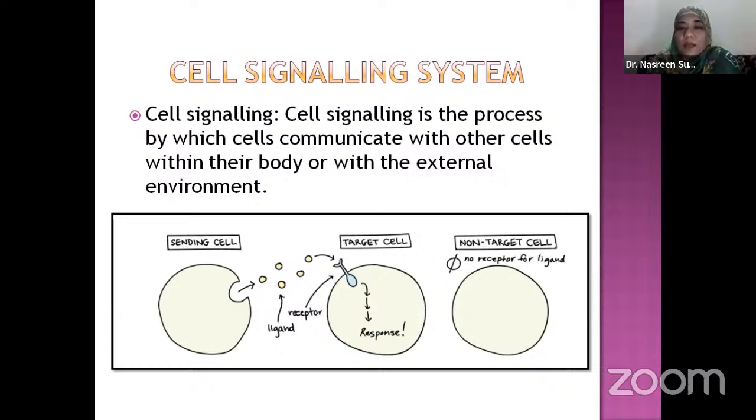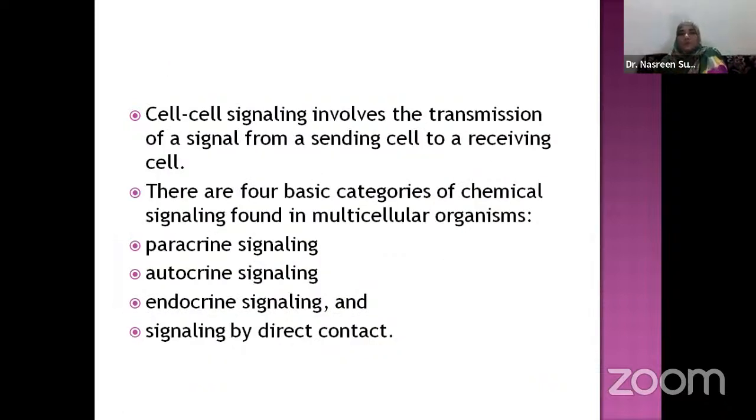What is a receptor? It is nothing but a transmembrane protein which recognizes a ligand and allows the ligand to bind to it, so that it will process further and give a response. If there is no receptor, there will be no response from the cell. Usually, cell to cell signaling involves transmission of a signal from a sending cell to a receiving cell. So there are different signaling systems.